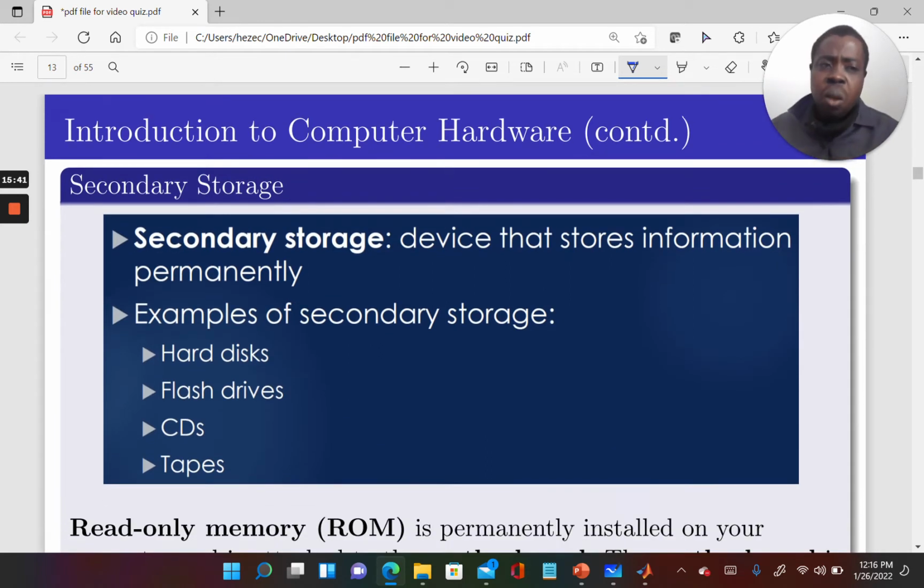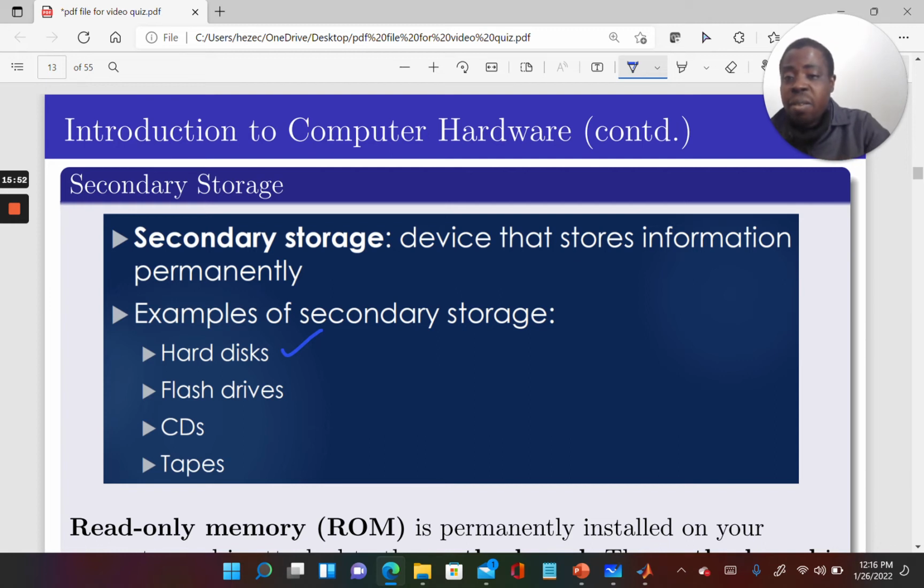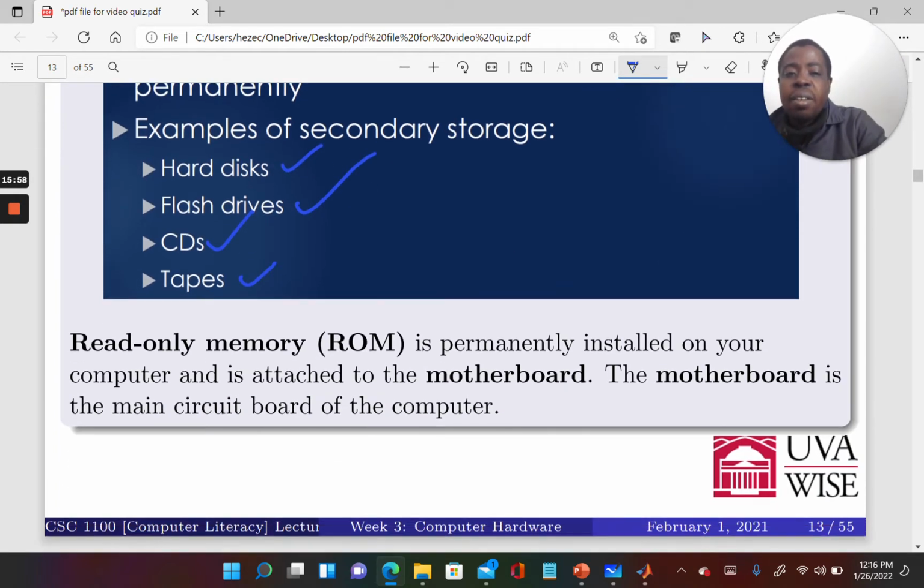Now we move to secondary storage. Secondary storage is any device that stores information permanently. Like your hard disks. I've shown you hard disks in class today. Your flash drives, your CDs, your tapes. And they are also called read-only memory. Okay? And it's attached to the motherboard. The motherboard is the main circuit board of the computer.